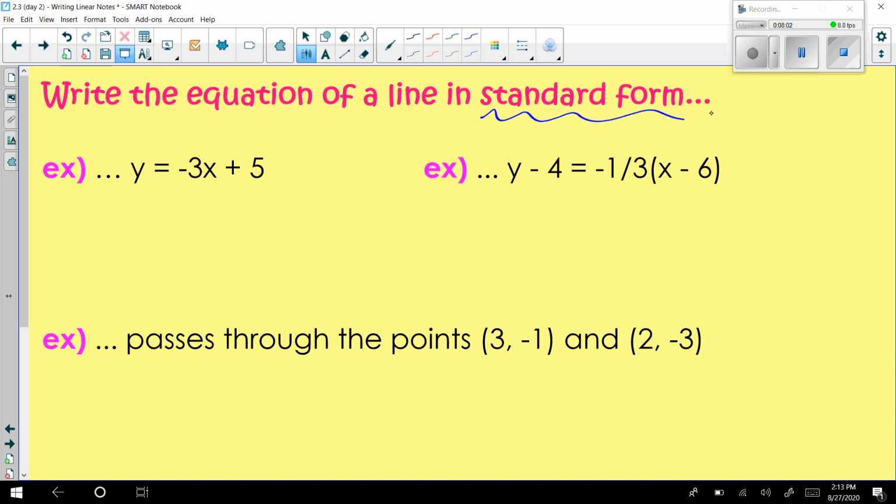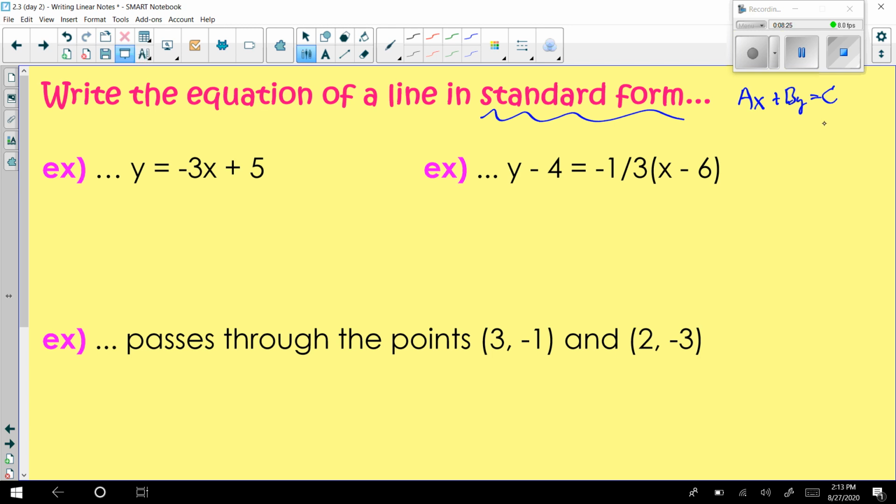All right, standard form. That's our next type. We're going to write these given different information. The first one says y equals -3x plus 5. First off, let's remember standard form. We didn't talk too much about this yesterday. It's the form ax plus by equals c, where a, b, and c are all integers.